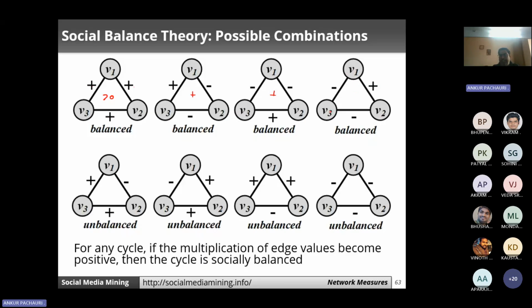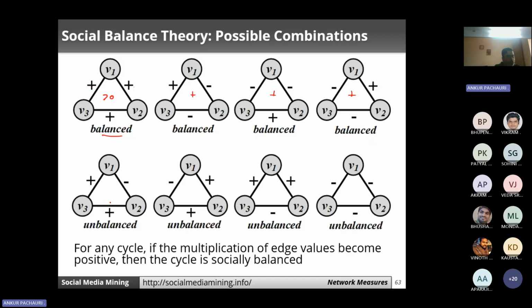V1 and V3 are enemies. V3 and V2 are enemies. So V1 and V2 can be friends. That's again a plus. So if the multiplication of all the edges of a triangle comes out to be positive, I can say that relationship is consistent.